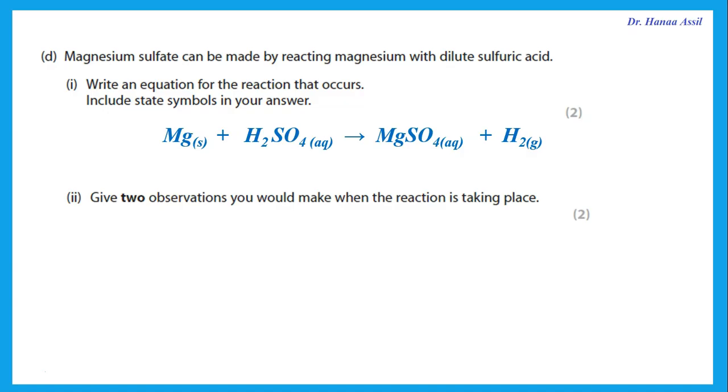So if we have this reaction, give 2 observations you would make when the reaction is taking place. So this is something where you put a piece of solid magnesium in the acid. It reacts to give a gas, and that means I will see bubbles of gas or effervescence or fizzing, and the piece of magnesium will react and be used up, so the solid will disappear.